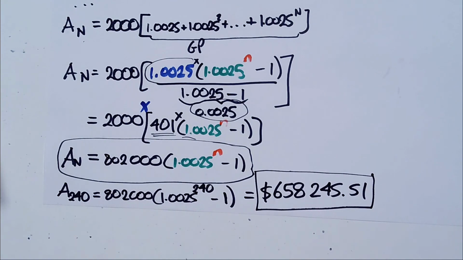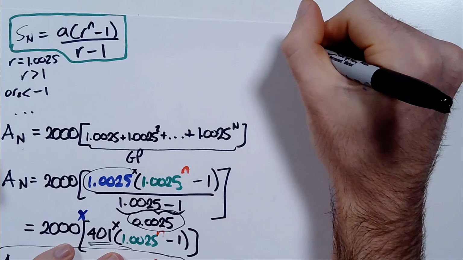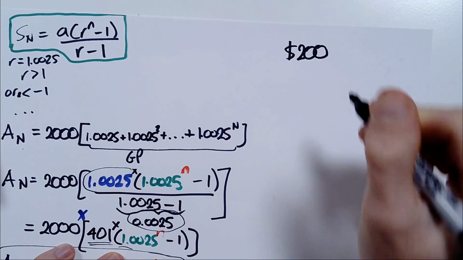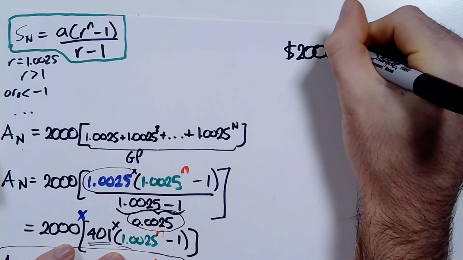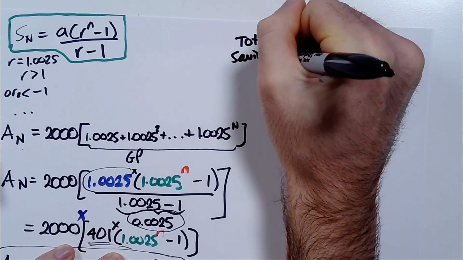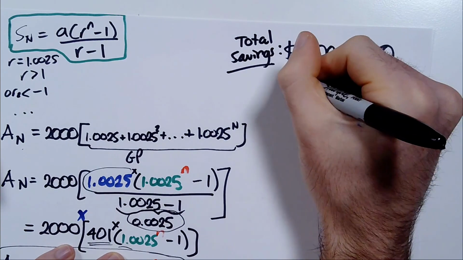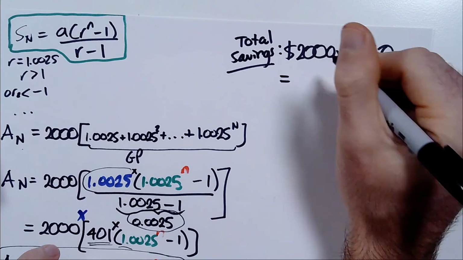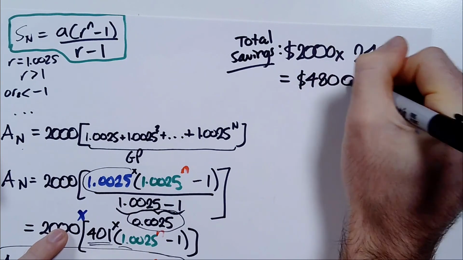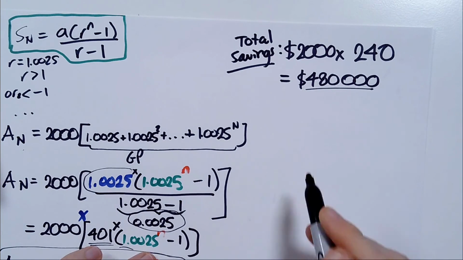Now, that number might not mean that much to you right now, but have a look at this. If you've invested $2,000 for 240 months, this is the total savings. All the money that you put into the account yourself would equal $480,000. So that's the accumulation of all those $2,000 monthly payments. That's really good. $480,000 you saved after 20 years just by putting about $500 a week into an account. So this is some real life stuff.